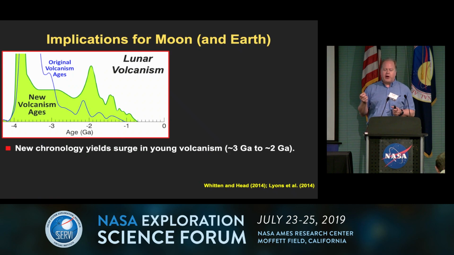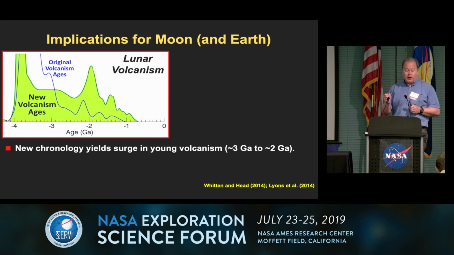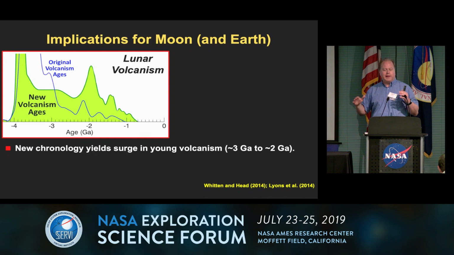Okay, so some of you in the audience are saying, well, this is all on impacts, why do we care? Some of you like volcanism. Okay, so here's the thing to think about. Right now our current model suggests that most of the volcanism on the moon happened about 3 billion years ago, and then it mostly ended. There's a little bit left, but not much.